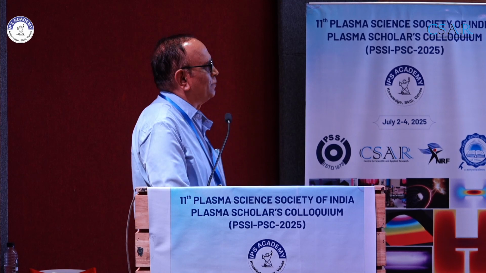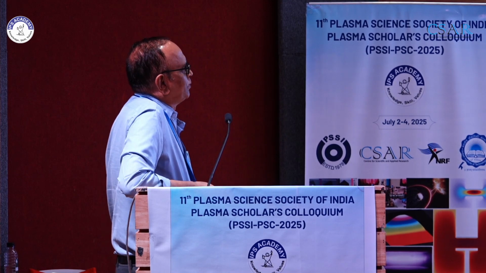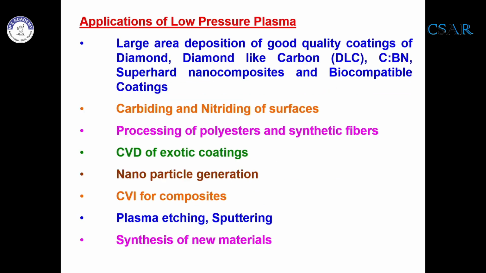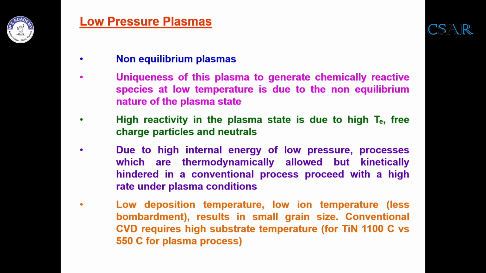The uniqueness of the low-pressure plasma is that these plasmas are characterized by non-equilibrium nature. Their uniqueness is to generate chemically reactive species at low temperature, because this is a medium where you have highly energetic electrons, excited neutrals, near room temperature ions, and this assembly of electrons, ions and neutrals creates a situation where they generate chemically reactive species at low temperature.